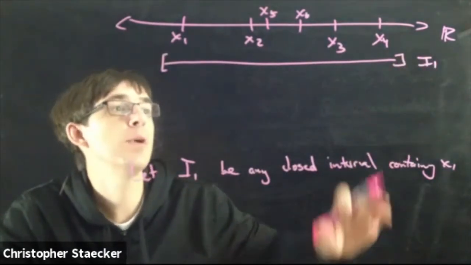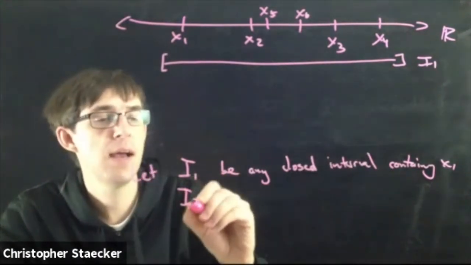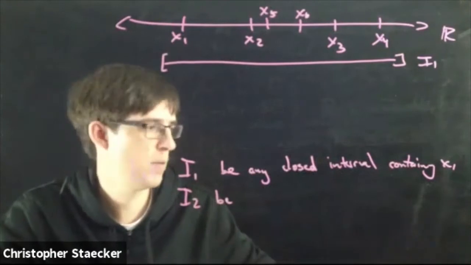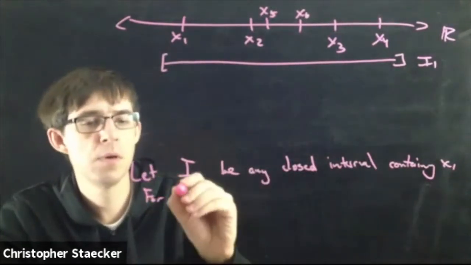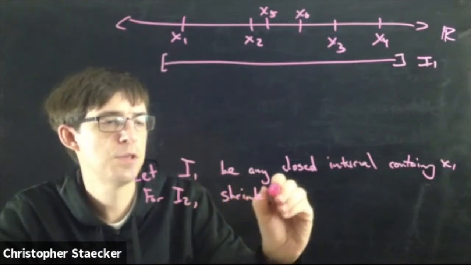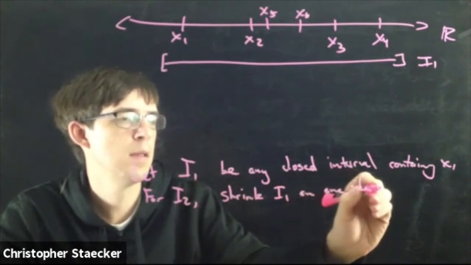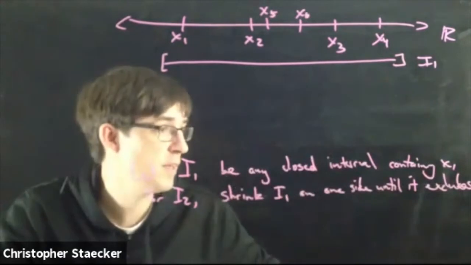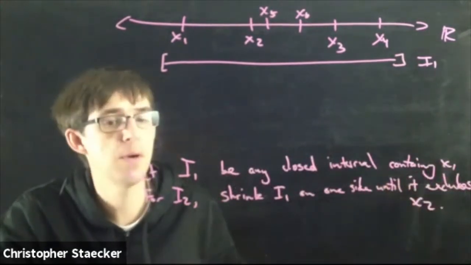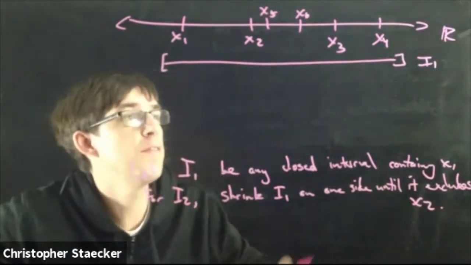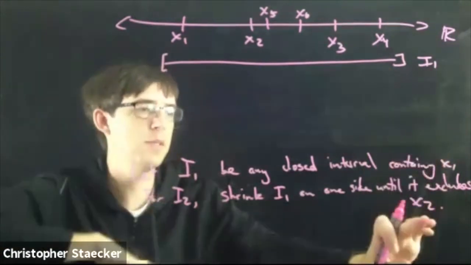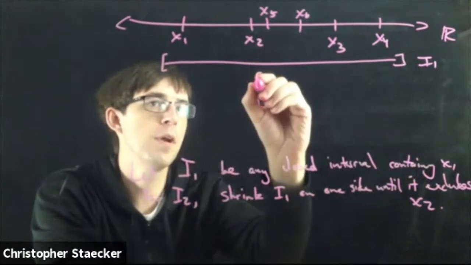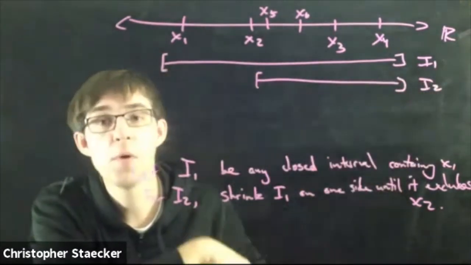Then I'm going to say how you shrink the interval every time. For I2, shrink I1 on one side until it excludes x2. So to get the second interval, I2, we shrink the first one on one side until it excludes x2. I start with this I1. To get I2, I shrink down the left side, bring it over here. This is I2, and we're going to continue this procedure.